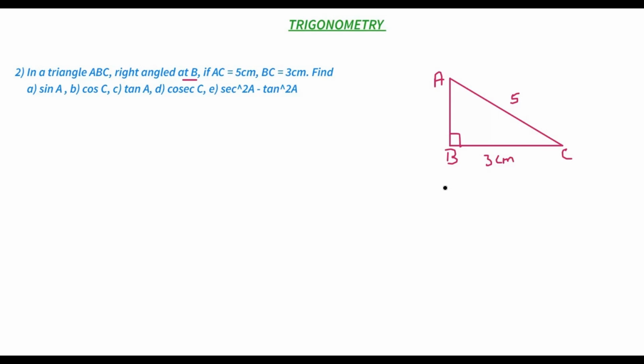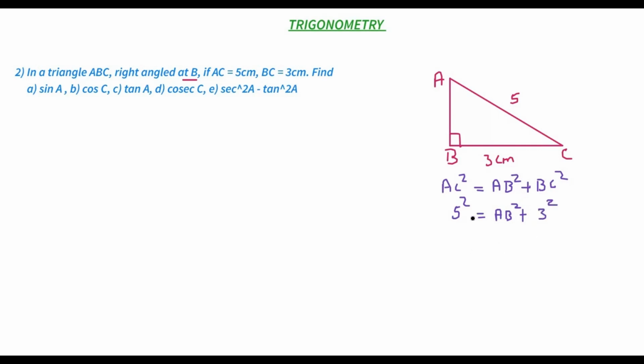So here we would write AC square is equal to AB square plus BC square. Right? This is our Pythagoras theorem. So we know what is our AC. AC is 5. So 5 square equals, we don't know what is AB. We have to find our AB. This will remain as such. And BC square is 3. So that is 3 square.